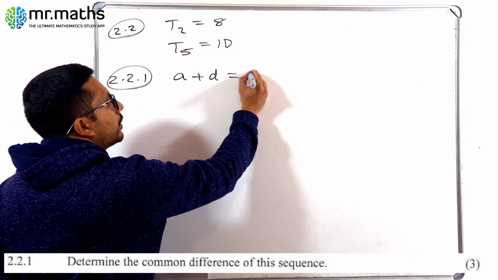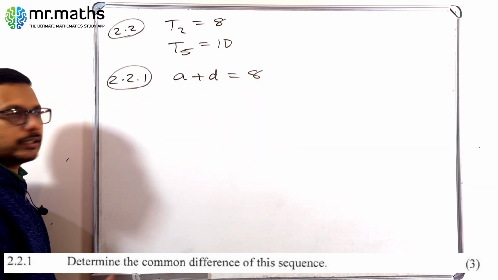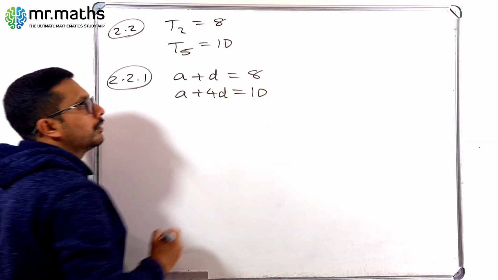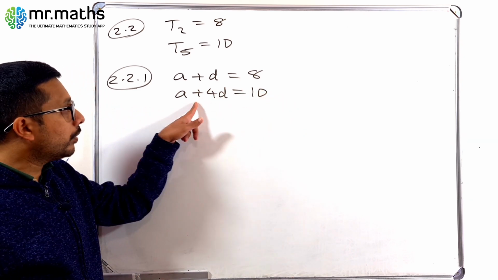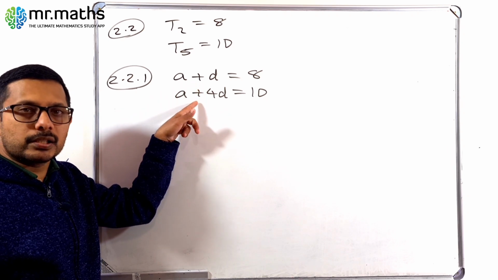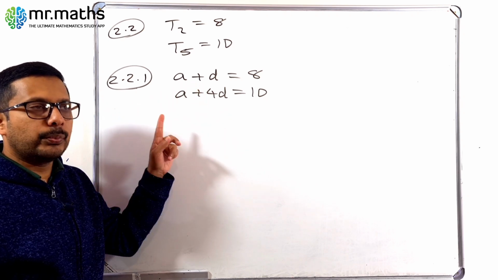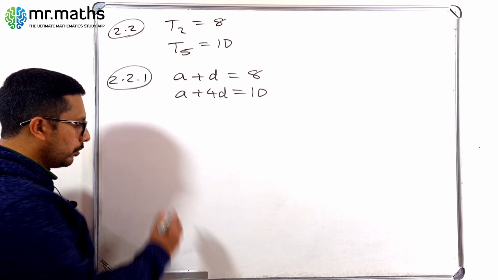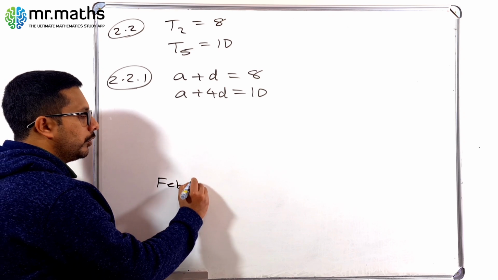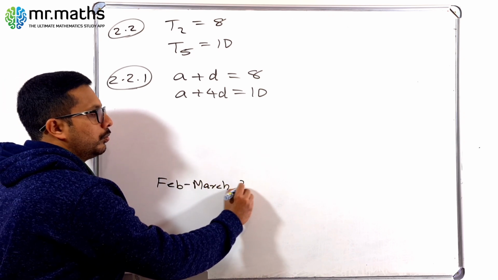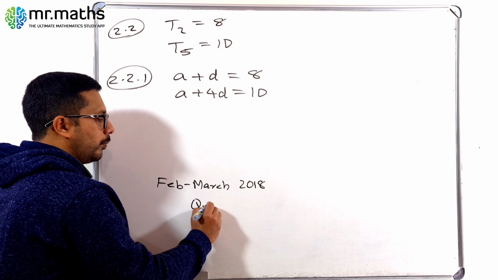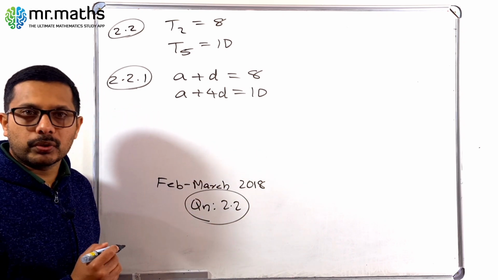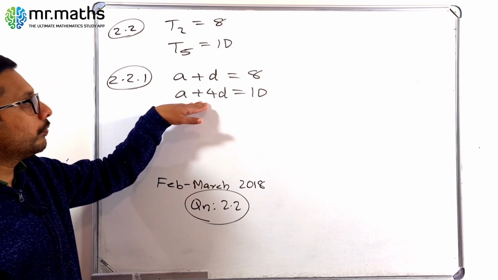Okay, that is 8. Fifth term, how can you write? A plus 4D, that is 10. Okay, listen very carefully. If you want to understand how to write like this, you have to watch the February March 2018 question number 2.2 video. Okay, there I explain clearly how you can write it like this.